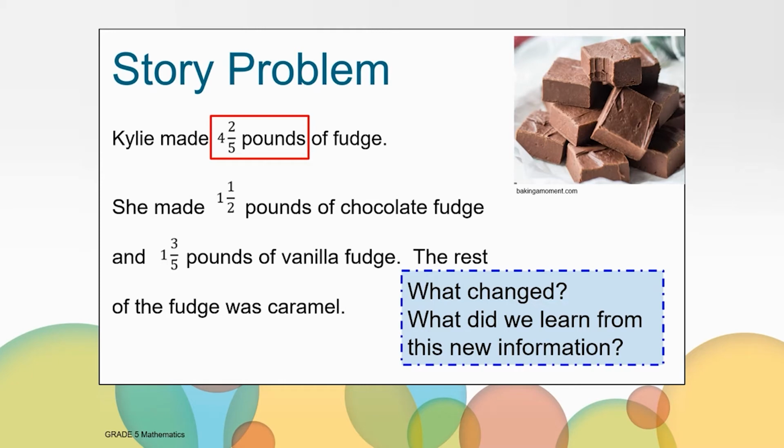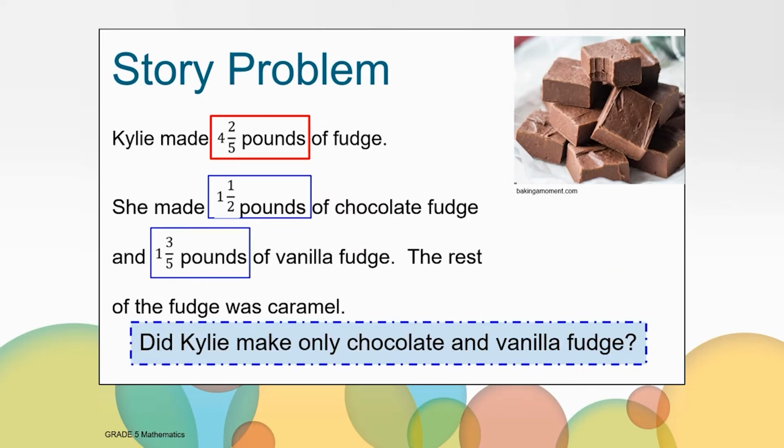Well, now we know how much chocolate fudge Kylie made and the amount of vanilla fudge she made. She made 1 1/2 pounds of chocolate fudge and 1 3/5 pounds of vanilla fudge. Did Kylie make only chocolate and vanilla fudge? How do you know? No, she didn't. She also made caramel fudge. We know because the last sentence says that the rest of the fudge she made was caramel.